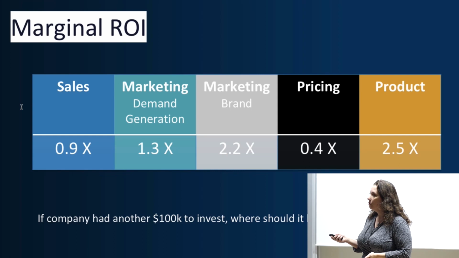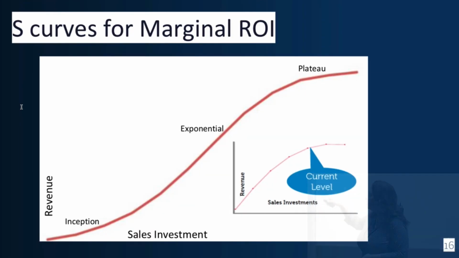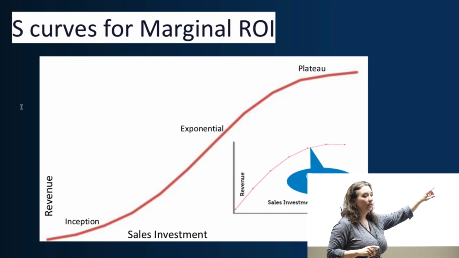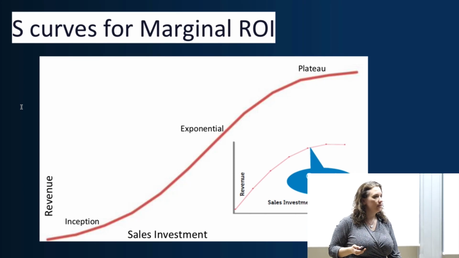And for those of you who haven't just completed your business class on this, with the S-curves for marginal ROIs, we're really not looking at a total ROI. We want to look at where you are right now and tweaking that plan. So you can come out with the S-curves, and that will help you look at where your current level is and then forecast from there.